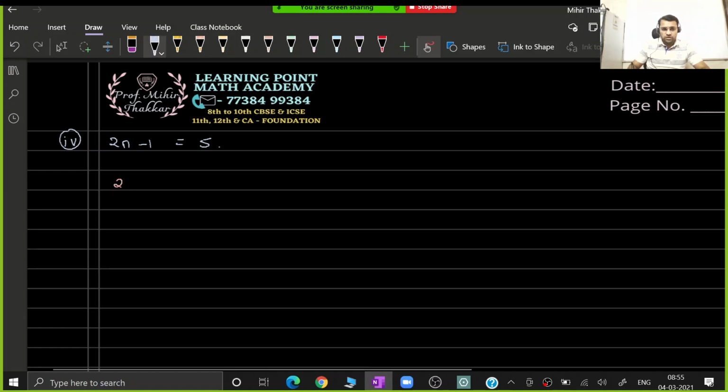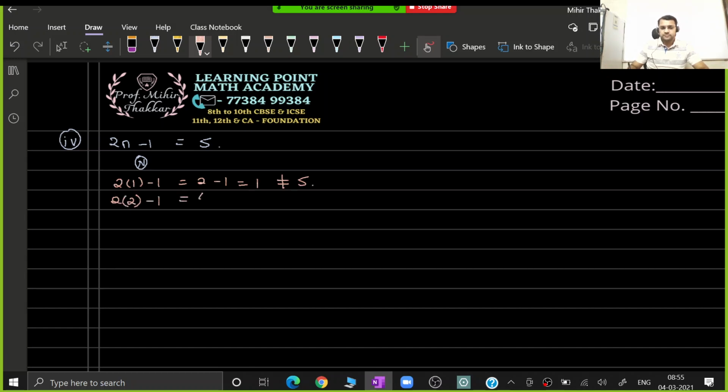I will be taking all the natural numbers starting from 1, as you all know. So it is 2 into 1 minus 1. So what is 2 into 1? That is going to be 2. It is definitely not equal to 5. 2 into 2 minus 1, 4 minus 1, that is equal to 3. Again not equal to 5. 2 into 3 minus 1, 6 minus 1, which is equal to 5.